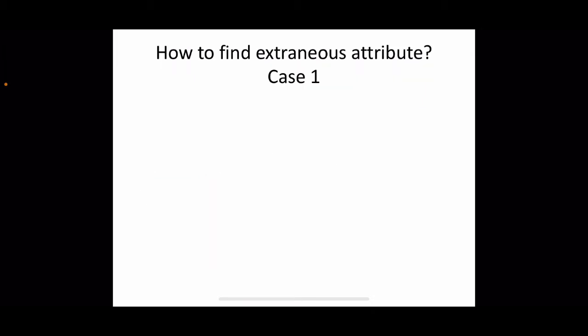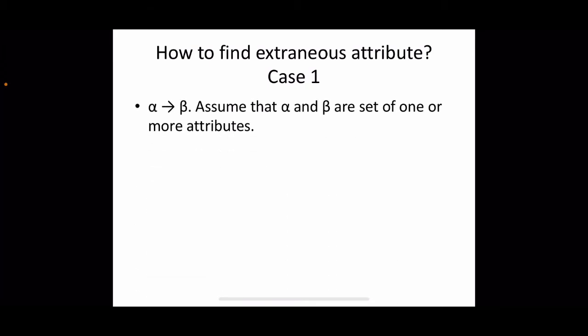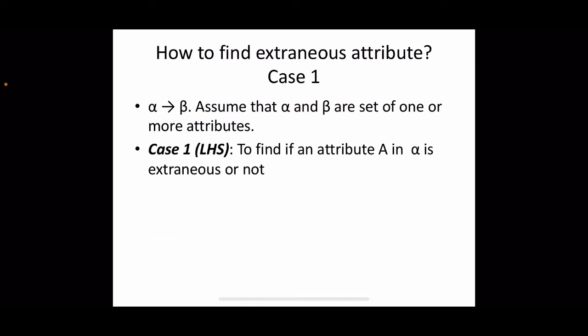Now, how to find extraneous attributes in a relation or in a given dependency? Two different cases are there. Let us see the first case. We have a dependency alpha determines beta. Assume that alpha and beta are sets of one or more attributes. Case 1 is the extraneous attribute in the left hand side. To find if an attribute A in alpha is extraneous or not in the left hand side of a particular dependency.